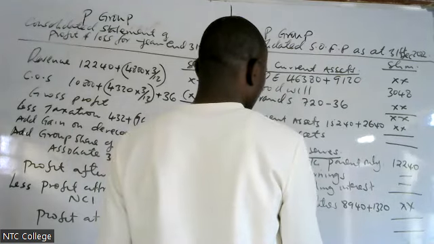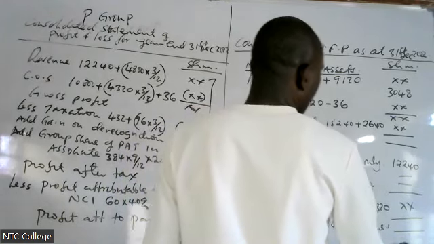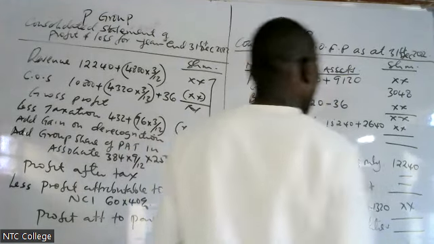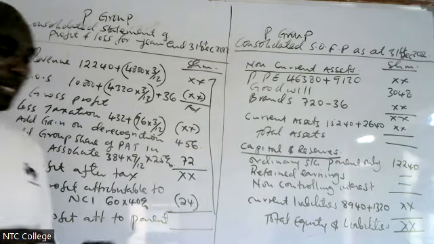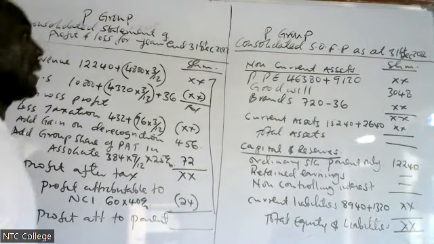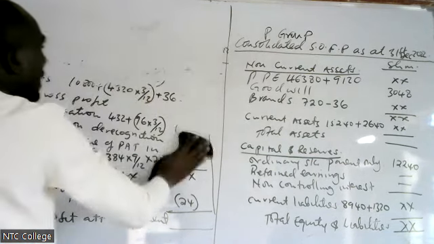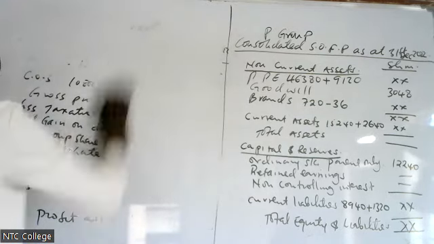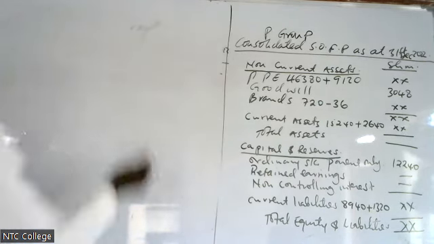Then you give me total equity and liabilities. Now, let's work out the NCI and the retained earnings so that we complete the question. We begin with NCI.